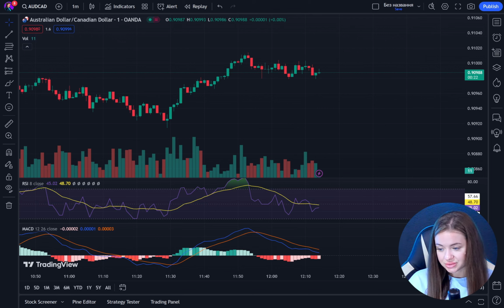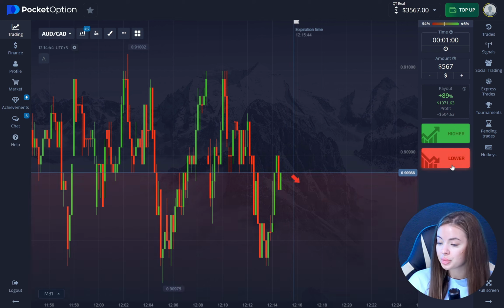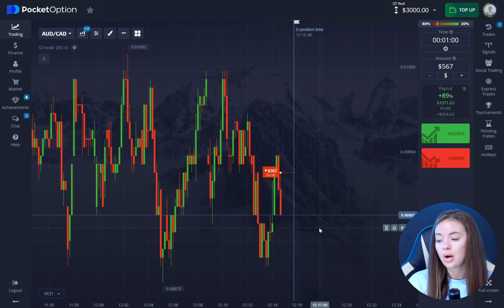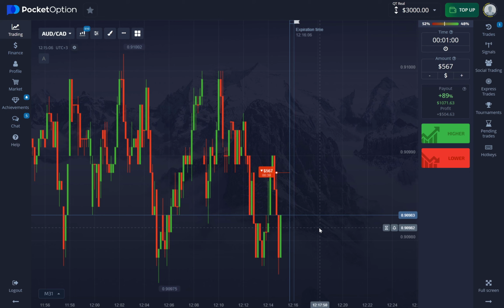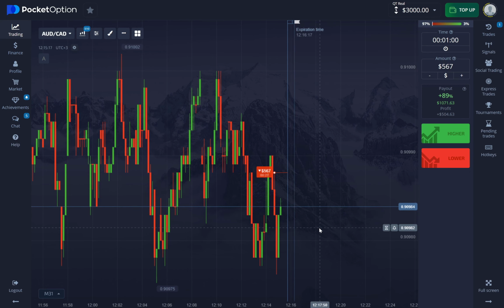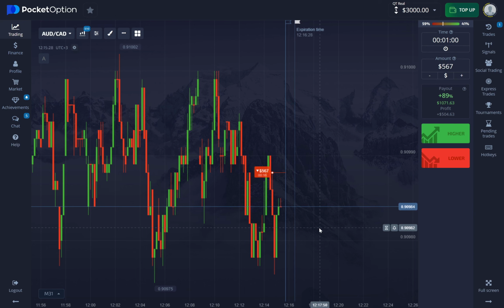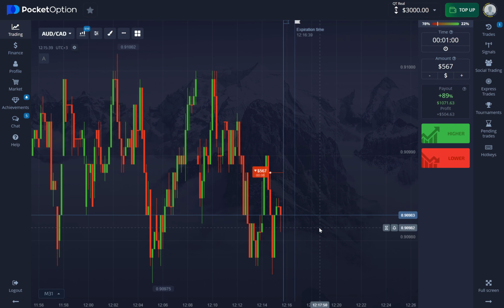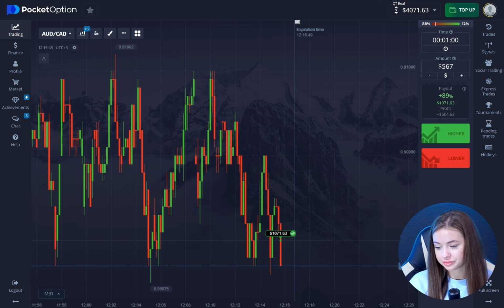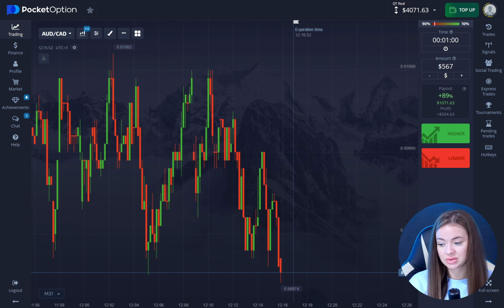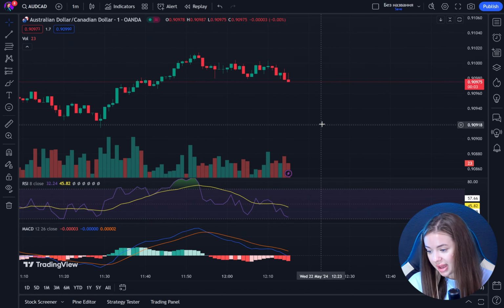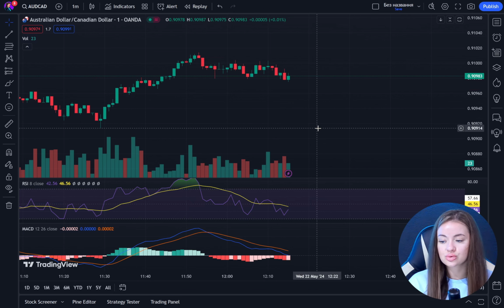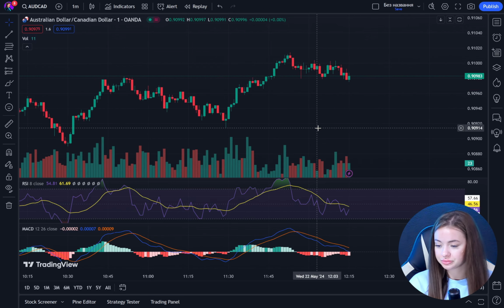Based on this indicator's reading, I switch to Pocket Option and open a short trade with $567. The trade was successful and we take our profit of $1,000. I switch back to TradingView to find another good market entry point.